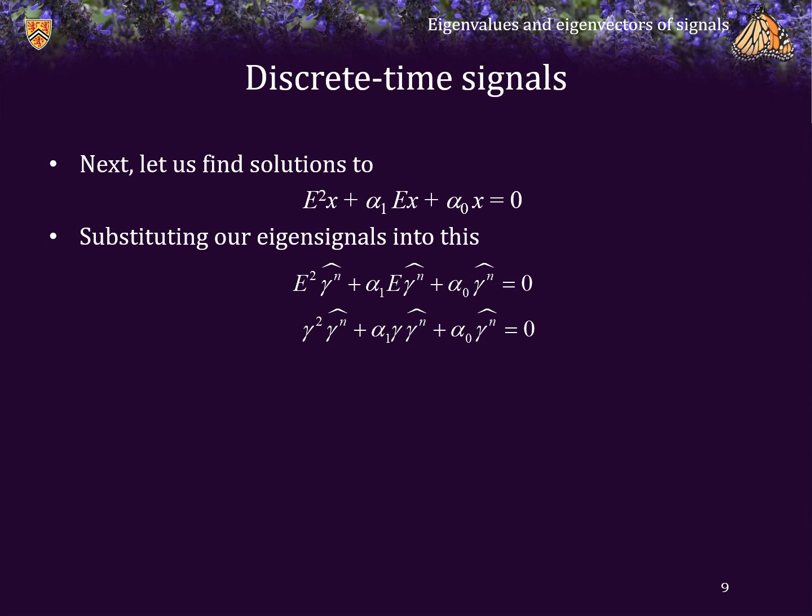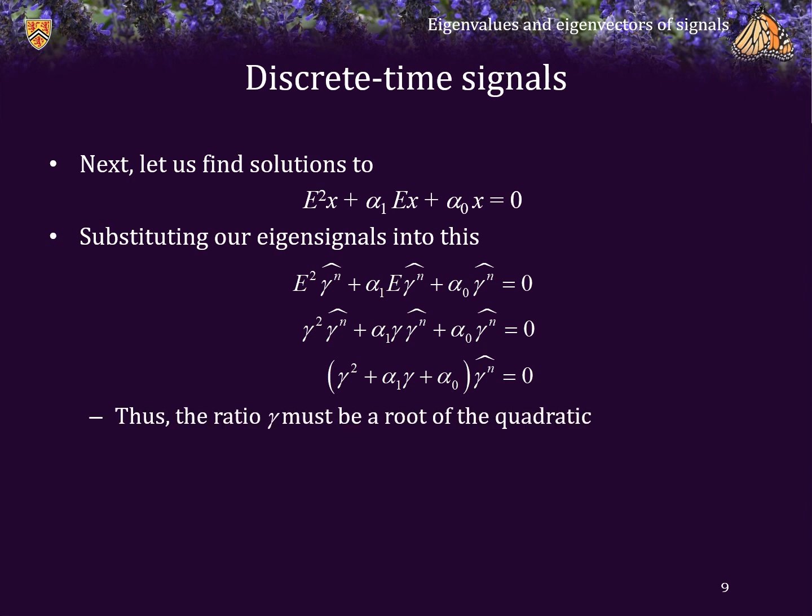So this is what we now have. We can now factor out the common sequence, and if gamma is not equal to 0, then the geometric sequence is not the 0 sequence. Consequently, for this to be equal to the 0 signal, it must be that the scalar multiple of the geometric sequence is equal to 0. So we require that gamma squared plus alpha 1 times gamma plus alpha naught equals 0. That is, the ratio of the geometric sequence must be a root of the above quadratic.